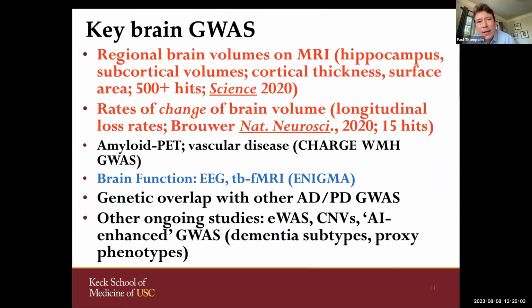So, some of the key brain GWAS you should know about. I don't want to neglect the biomarker GWAS, the CSF and plasma GWAS, that are very important as well. I'll mention them later. But the brain GWAS have included analysis of brain volumes on MRI for Alzheimer's and related dementias. Certainly hippocampal volume is interesting, so are other subcortical volumes, cortical thickness and surface area. This now has over 500 genome-wide significant hits.